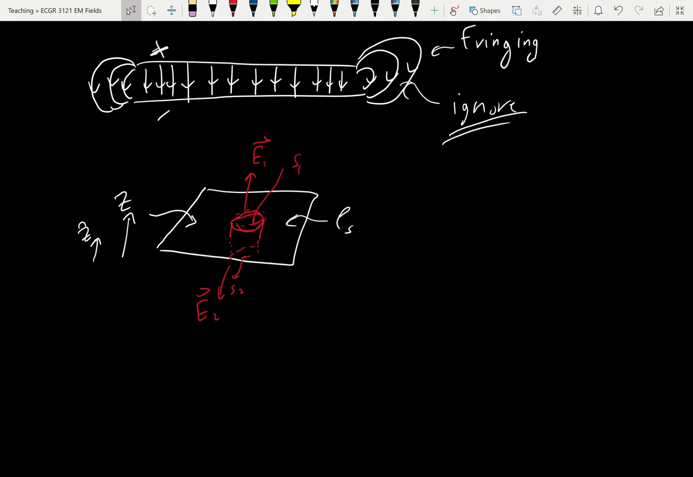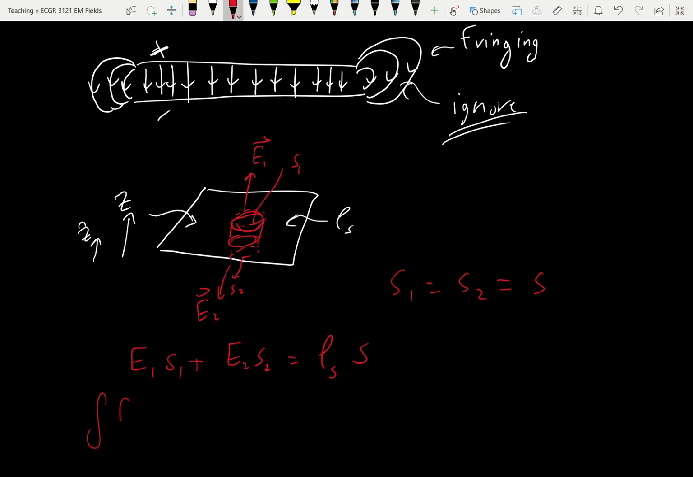So according to Gauss's law, we said that E1 S1 plus E2 S2 equals rho S, surface density times S, right? So S1 equals S2 equals S. It's the same. Assume the same surface, right? S is the surface on the plane itself, right? Oh, sorry. What does Gauss's law say?